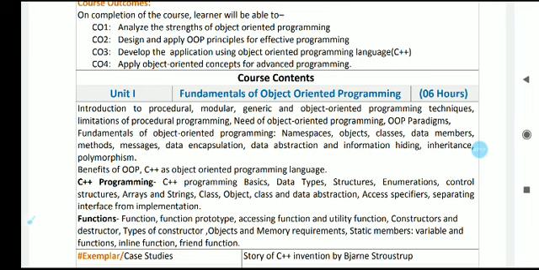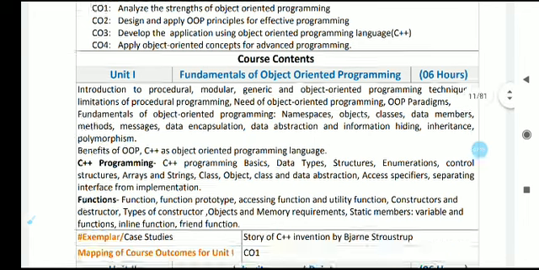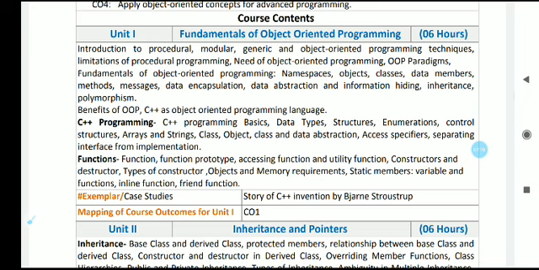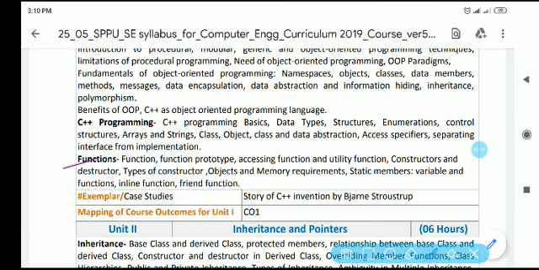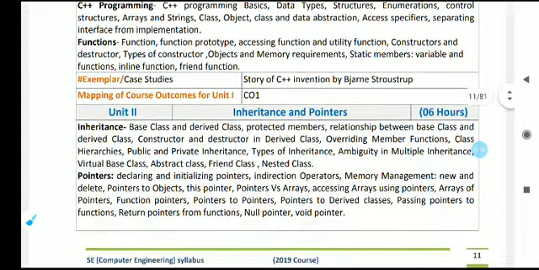In the entire syllabus we are going to see the C++ programming language, so the complete subject is focused on C++. The first unit contains C++ programming and functions in C++. Then the second unit contains inheritance and pointers. Again these are concepts from the C++ language.